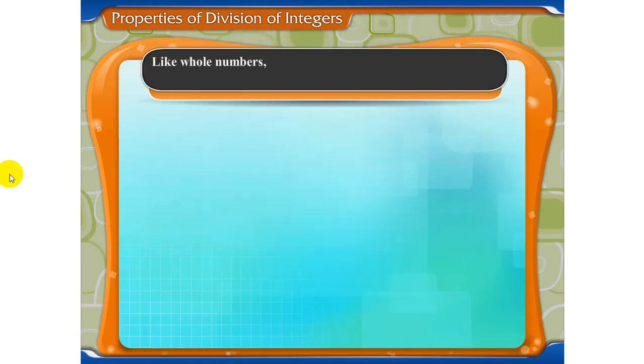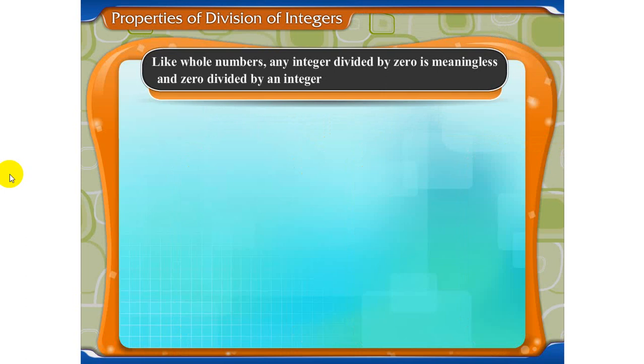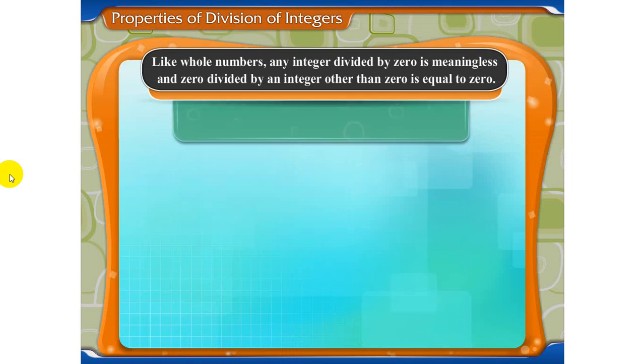Like whole numbers, any integer divided by 0 is meaningless, and 0 divided by an integer other than 0 is equal to 0. That is, for any integer a, a divided by 0 is not defined. But 0 divided by a is equal to 0, for a not equal to 0.